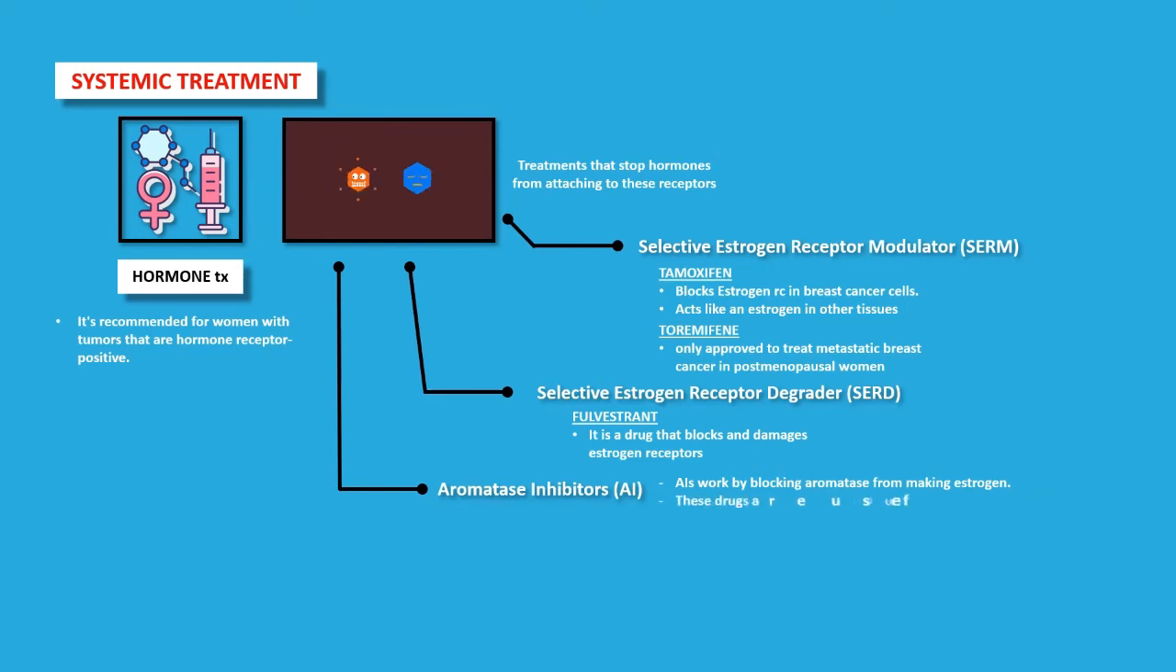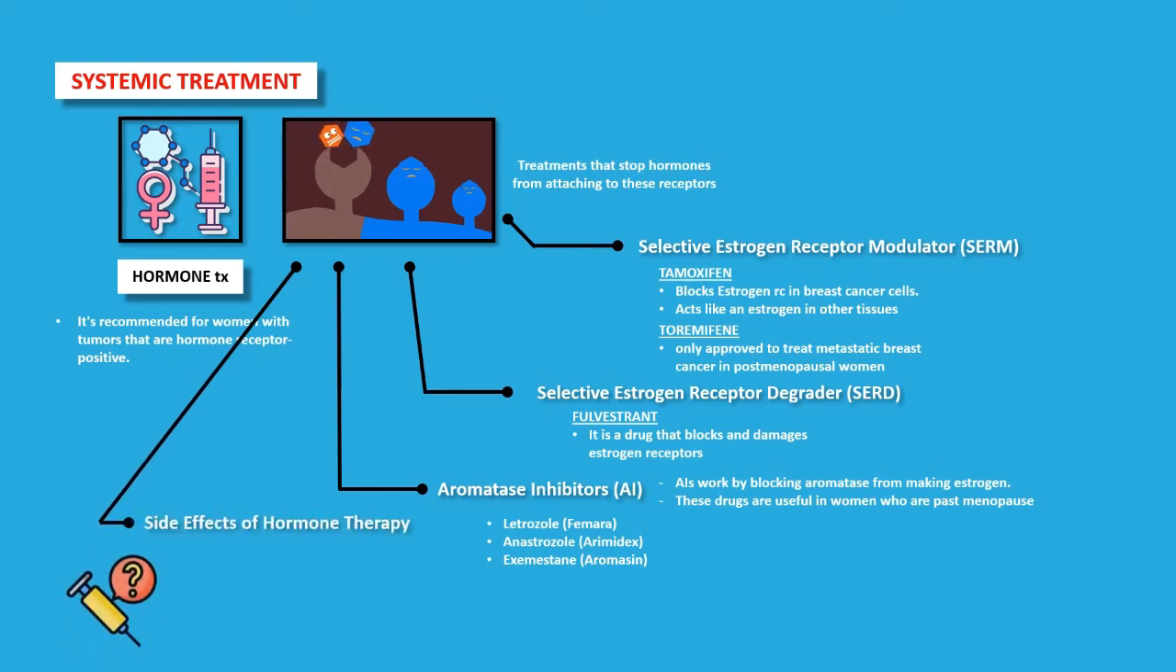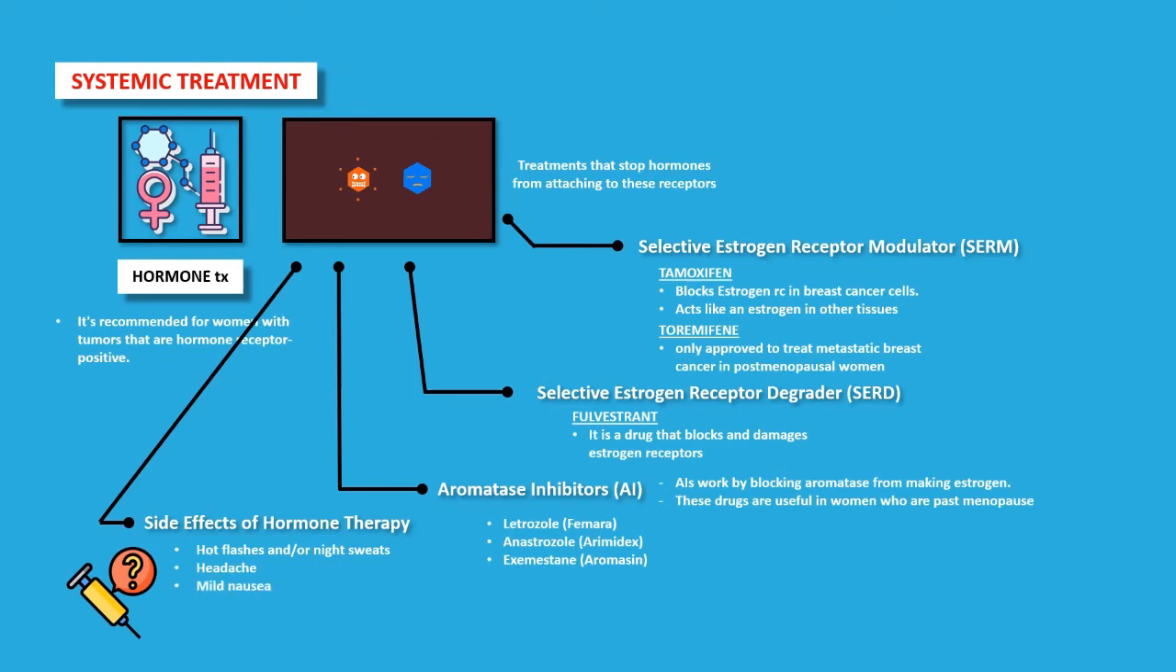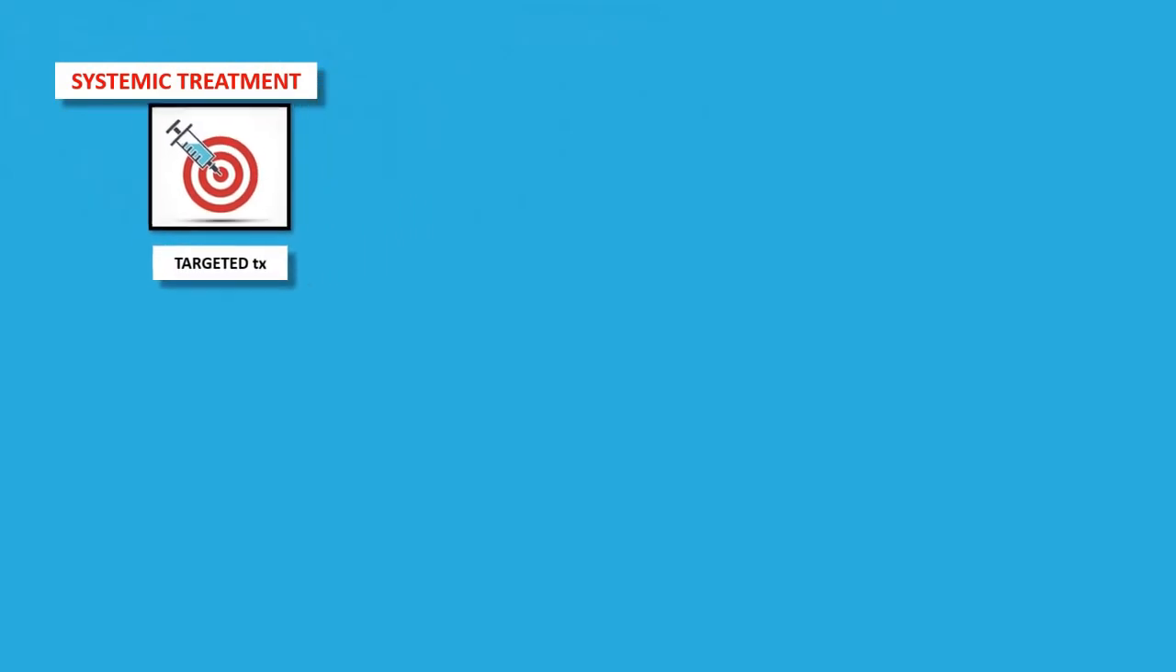These drugs are useful in women who are past menopause, although they can also be used in premenopausal women in combination with ovarian suppression. The aromatase inhibitors seem to work about equally well in treating breast cancer, examples of which are letrozole, anastrozole, and exemestane. These drugs are pills taken daily. The most common side effects associated with hormone treatment are hot flashes and or night sweats, headache, mild nausea, bone pain, and vaginal dryness.